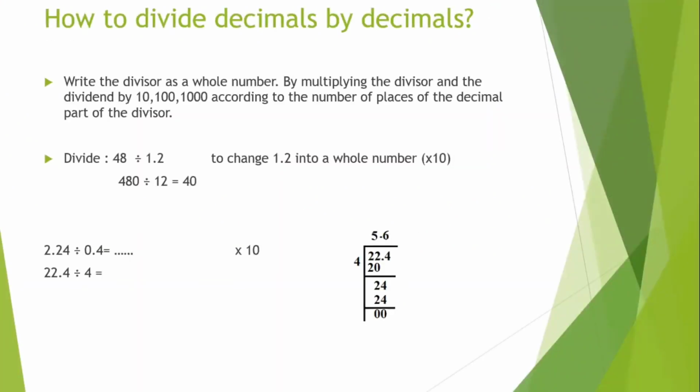How can we divide a number or decimal number by a decimal number? For example, 48 divided by 1.2. Let's remove the decimal point from the divisor. How can we remove the decimal point from the divisor? We can multiply the two numbers by 10.